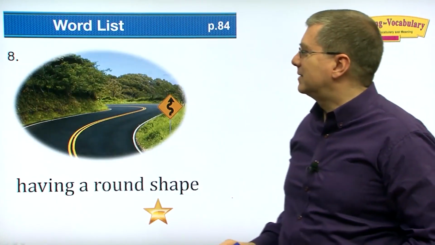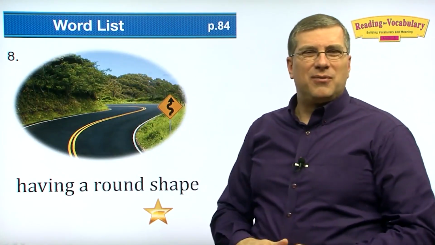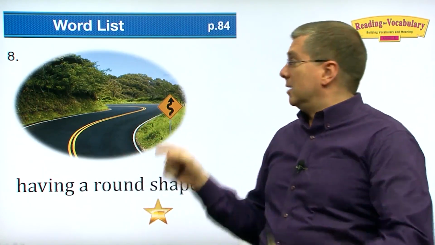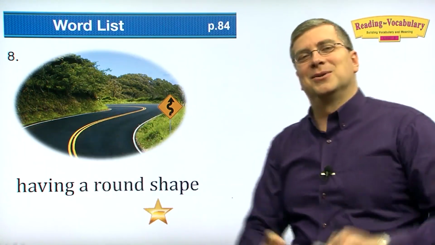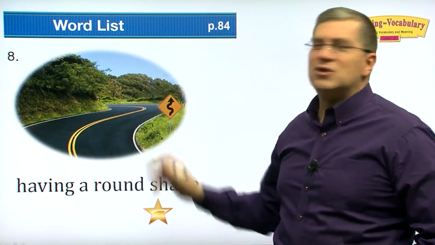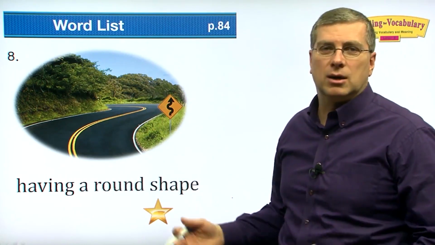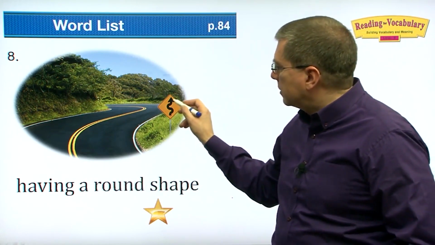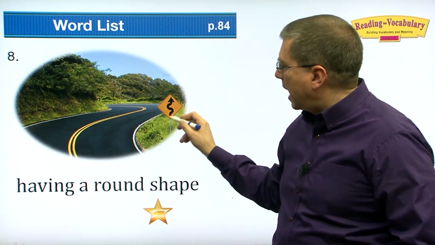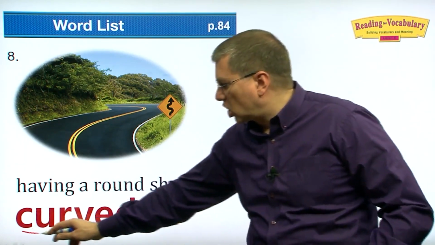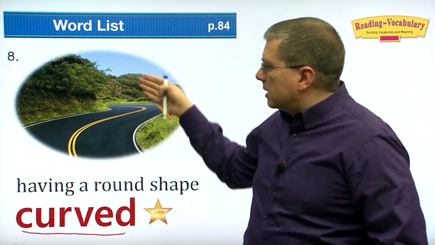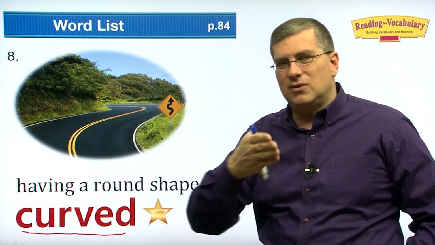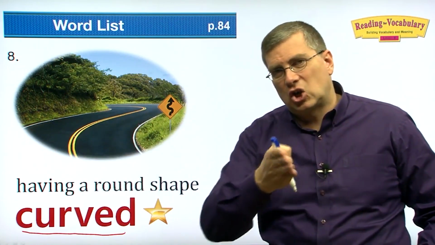Okay. 8. This is an exciting road, right? Before we saw the road that was straight, that's very boring. But this, wow, this is exciting, right? And it's also usually more scenic, prettier, more beautiful. Having a round shape. Also this sign, you can see it's kind of like a round half of a circle. We say it's curved. So if the road changes direction many times, it's a curved road. Or even if it just changes one direction, it's curved.